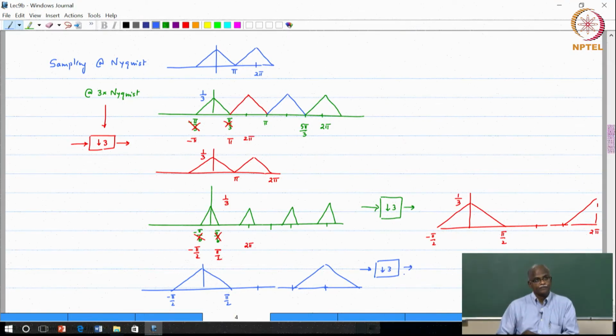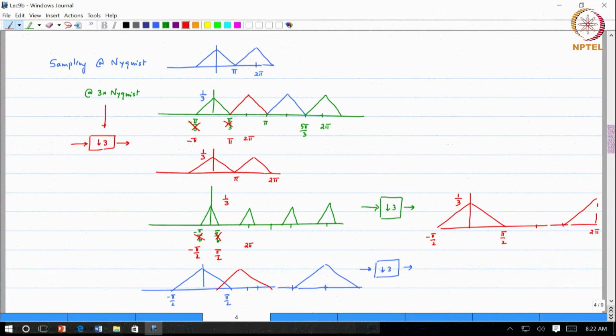what happens? Okay. First and foremost I have to look at the shifted versions. Once you look at the shifted versions, then you do the rescaling. So, the shifted version says there is a copy at 2 pi by 3, and at 4 pi by 3 there is a copy, and of course there will be a rescaling process.